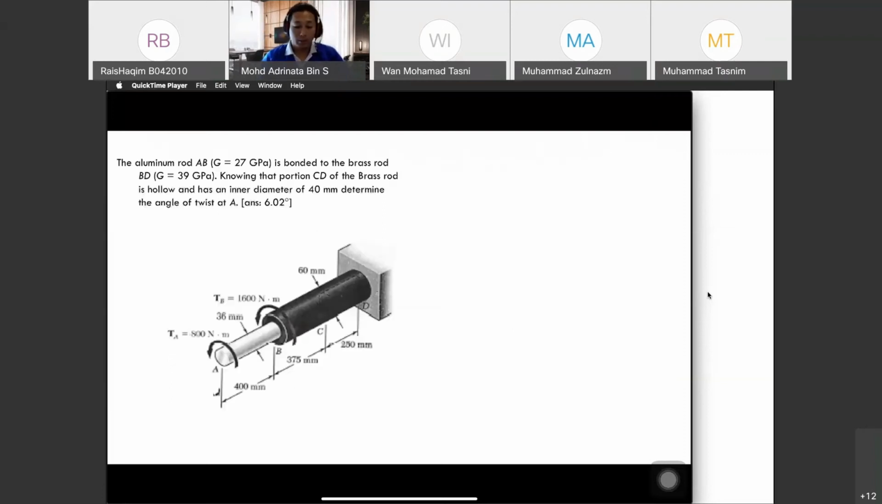Number... rod AB is bonded to the brass rod BD, knowing that portion CD of the brass rod is hollow and has inner diameter of 40 mm. Determine the angle of twist at A. Ini macam soalan example. Number 7. Soalan example dalam lecture video. Okay.